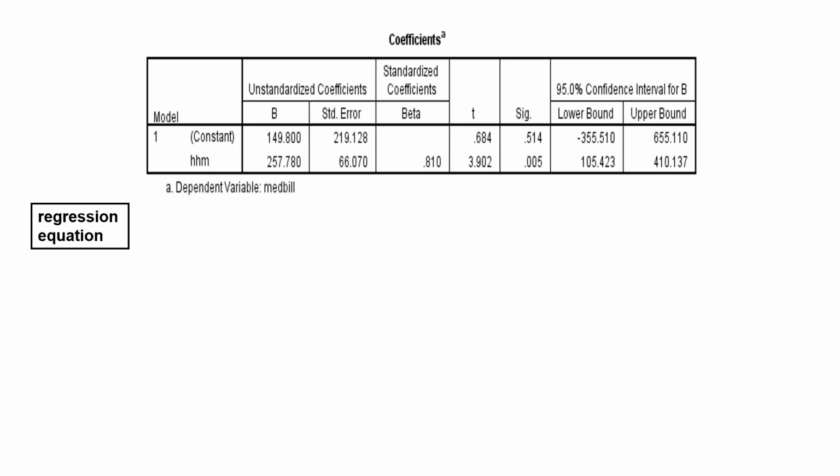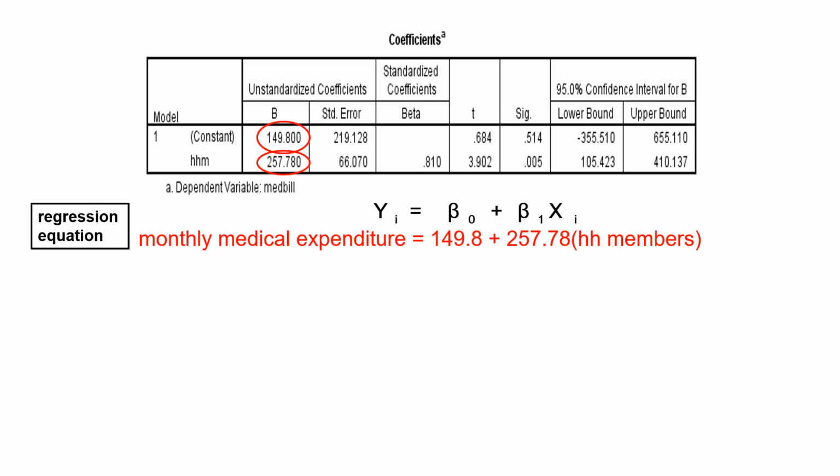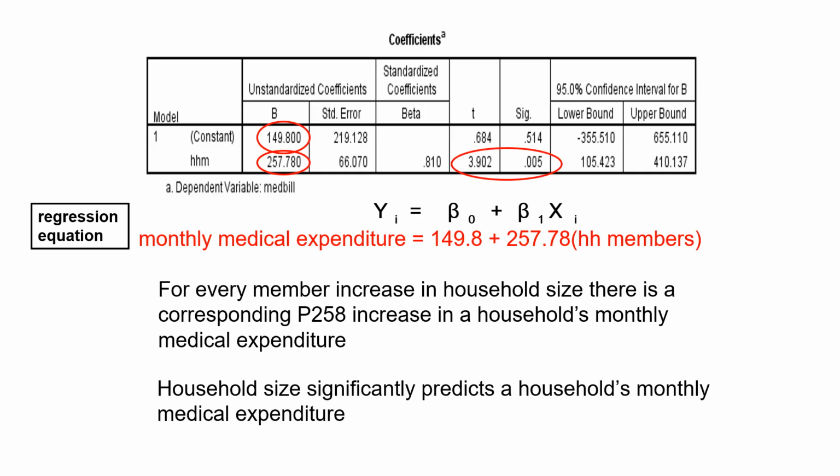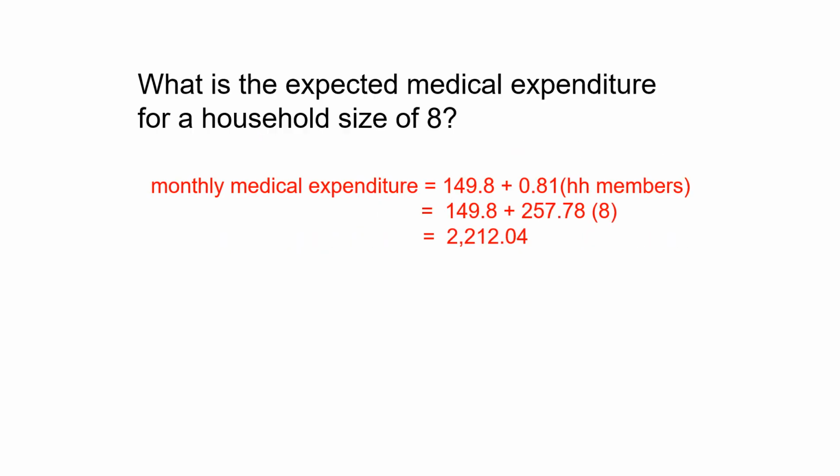The computer output provides the equation or the formula for the relationship between monthly medical expenditure and household size, and is interpreted as follows: for every member increase in household size, there is a corresponding 258 peso increase in the household's monthly medical expenditure, and household size significantly predicts a household's monthly medical expenditure, and likewise predicts the monthly expenditure for a household size of 8 using the derived equation from the data.